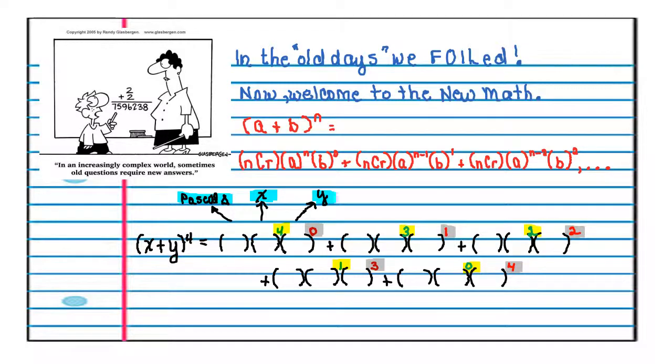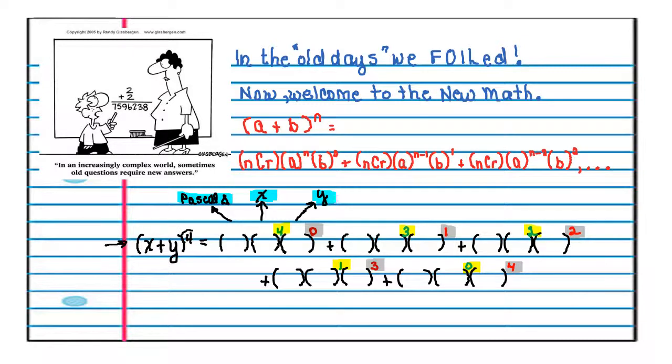In the old days, we foiled. Now welcome to the new math. We're going to do a binomial expansion. Instead of foiling, we're going to do it Pascal's way using his coefficients. So I'm going to take the binomial here, an excellent example to use: x plus y to the 4th power.